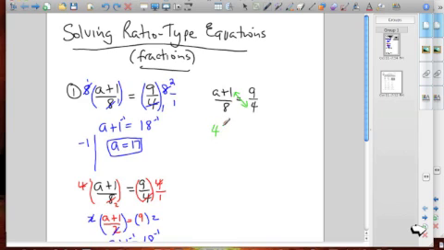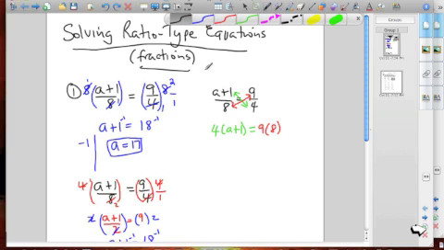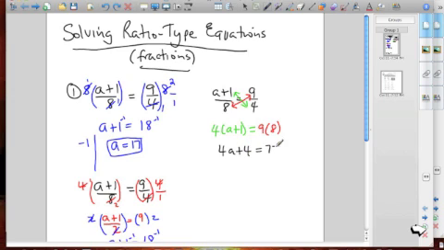So 4 times a plus 1, it doesn't matter which goes on which side, equals the other two, the numerator and denominator, 9 times 8. Or 8 times 9, it's the same thing. Okay? 4 times a plus 1 is 4a plus 4, that equals 72.